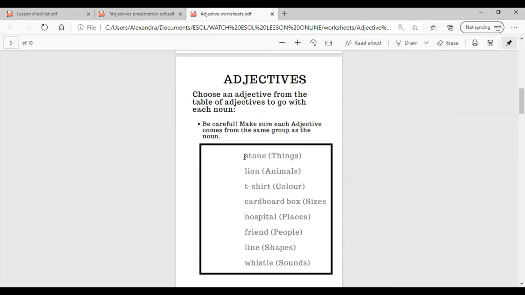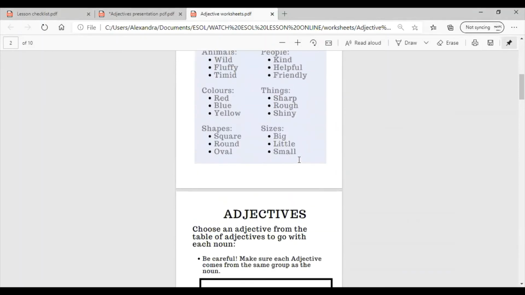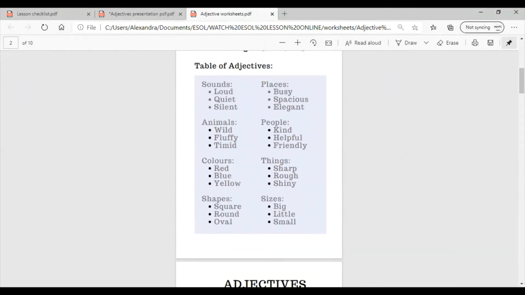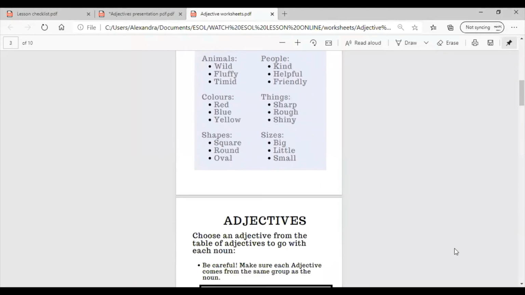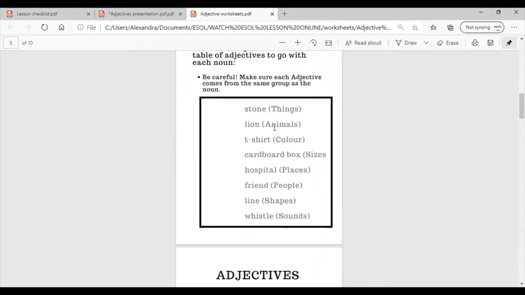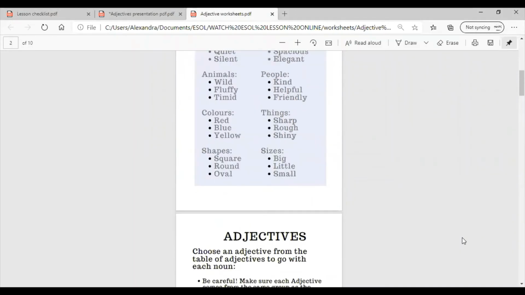So for the first one, we've got stone as our noun, and we know this is in the things adjective category. So you would go to these categories and look for things and see what they have. So they're sharp, rough and shiny, and you will put one of these adjectives before the noun. So sharp, rough or shiny could go: I have a very sharp stone. So you'd write sharp before stone, and then you'd continue and do the exercise like that for all the different nouns, matching to these categories.